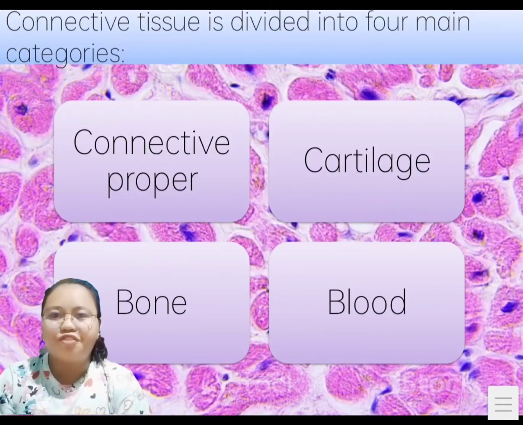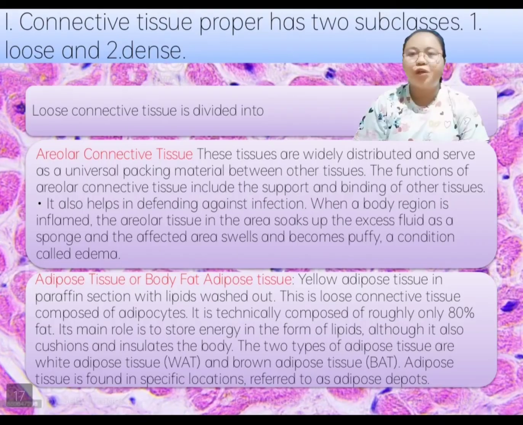So don't get confused, because connective tissue is again divided into four main categories. These are connective tissue proper, the second, cartilage, the third, bone, and the last one is blood. Connective tissue proper has two subclasses. These are loose and dense.